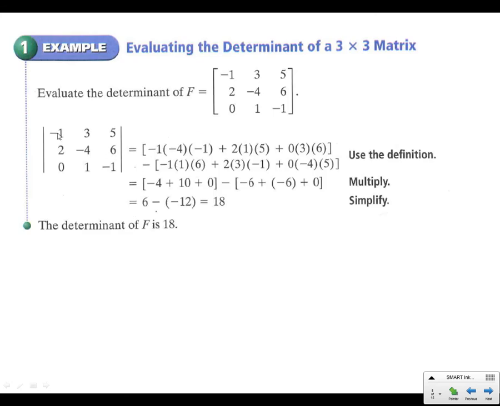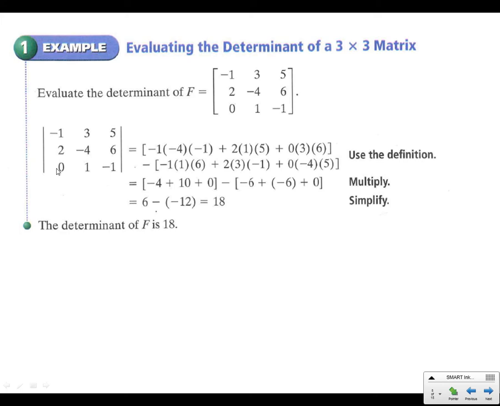So we'll do an example here. Going down, we've got -1, -4, -1. That's here. We've got 3, 6, 0. So that's here. And we've got 5, 2, and 1. 5, 2, and 1 match up. So multiply them all, add them up. We get -4, 10, and 0, which is positive 6.